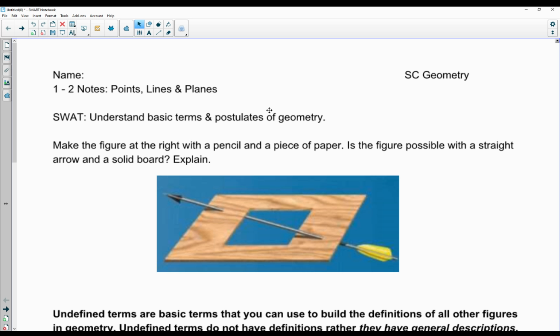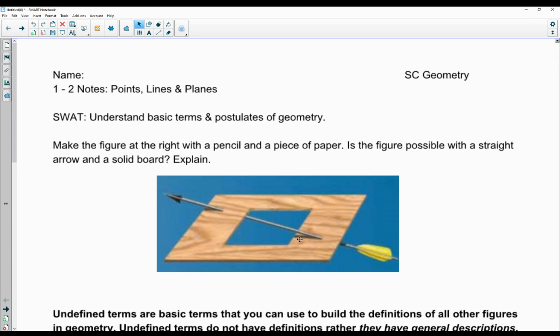This video talks about lesson 1-2, which is points, lines, and planes. So the purpose of this lesson is to understand basic terms and postulates of geometry. We will go through what postulates mean in terms of geometry.